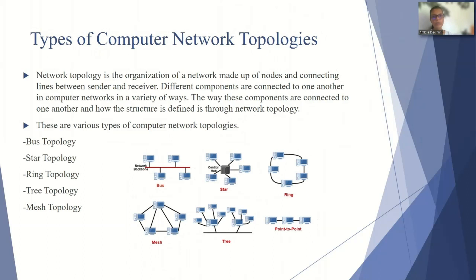Types of computer network topologies. Network topology is the organization of a network made up of nodes and connecting lines between sender and receiver. Different components are connected to one another in computer networks in a variety of ways. The way these components are connected to one another and how the structure is defined is through the network topology.